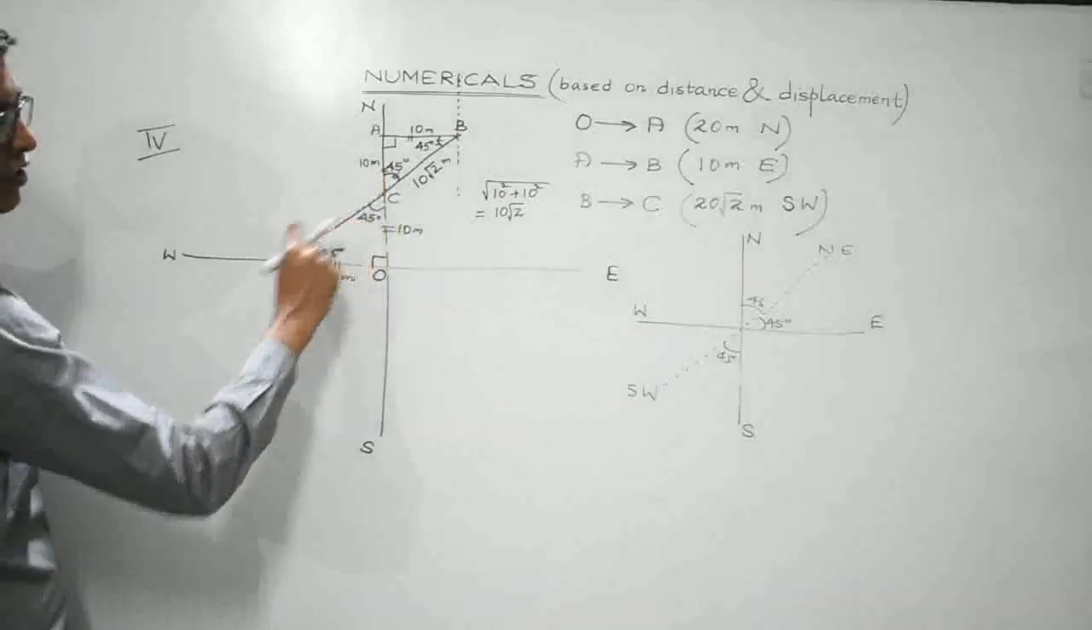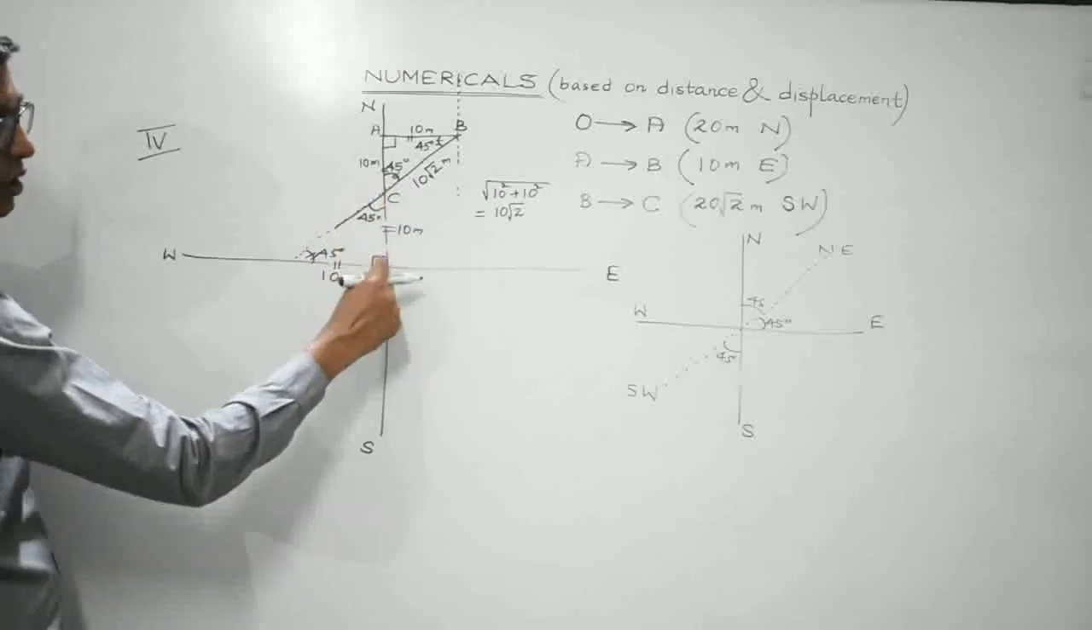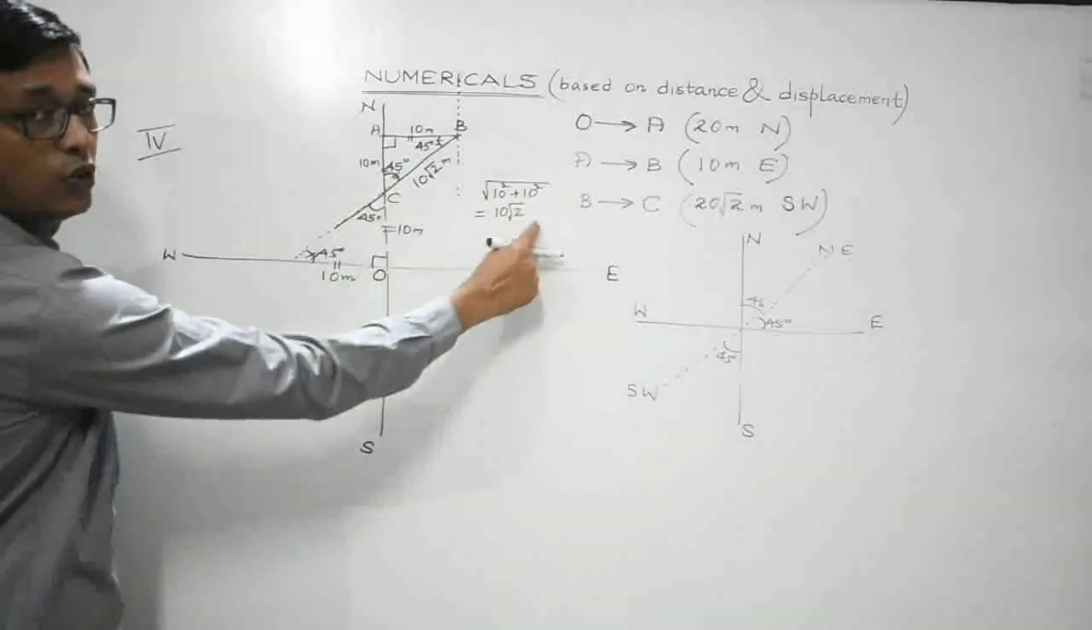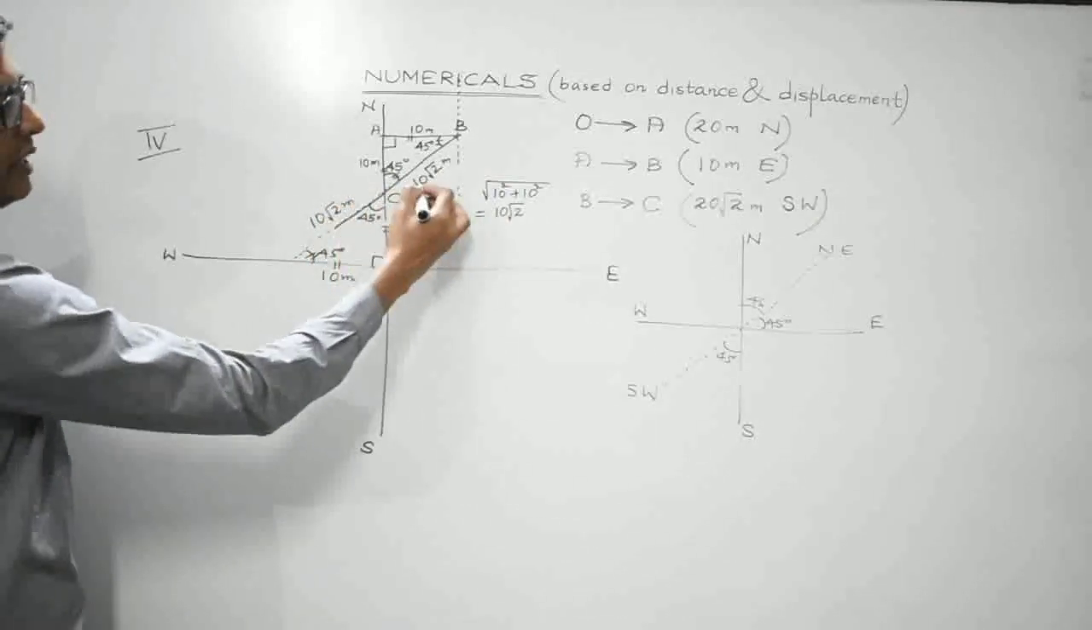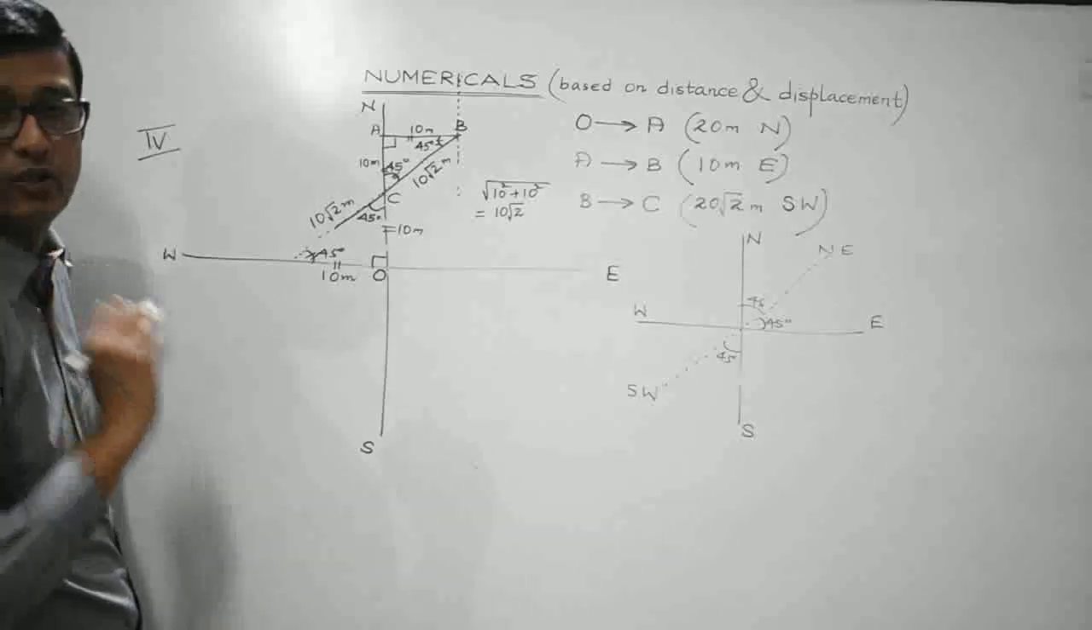So again, this is a right angled triangle. This is 10, this is 10. This is perpendicular, this is base. So hypotenuse can be again found by using this. So this distance will be 10√2 meter. 10√2 plus 10√2, it would be 20√2.